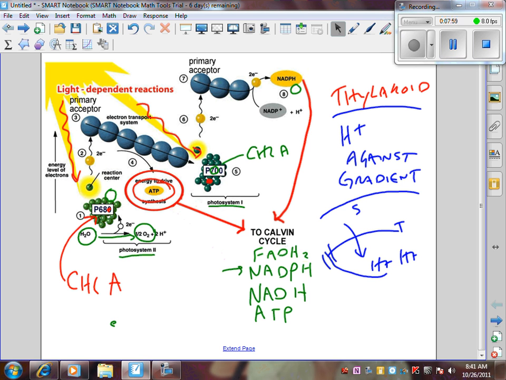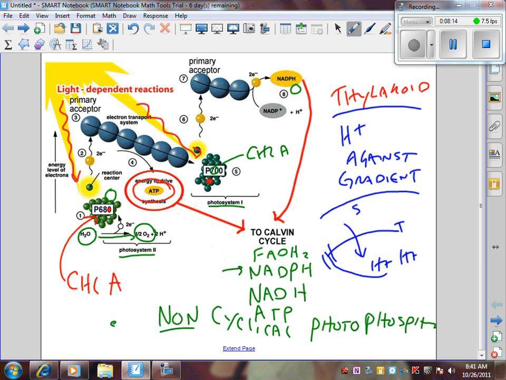Now, this is non-cyclical photophosphorylation. Can't even fit it on the entire screen. You know what I'm talking about. So, non-cyclical. It's not going in a circle. And if you look, it kind of makes this N type of shape, right? So that's the way to remember it. So this is non-cyclical photophosphorylation. This is where we're going to actually use water and produce oxygen. And the two big products that we make are ATP and NADPH.